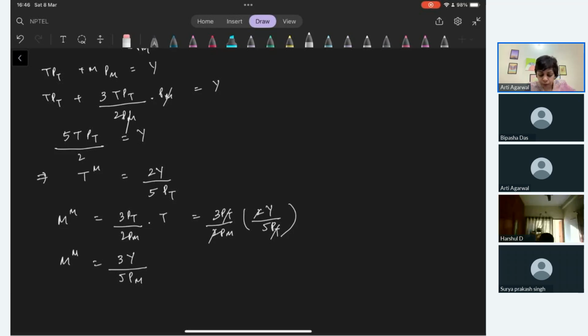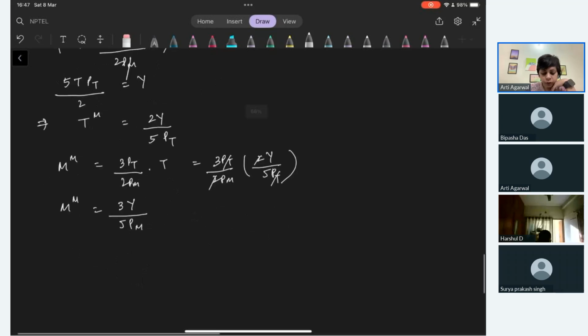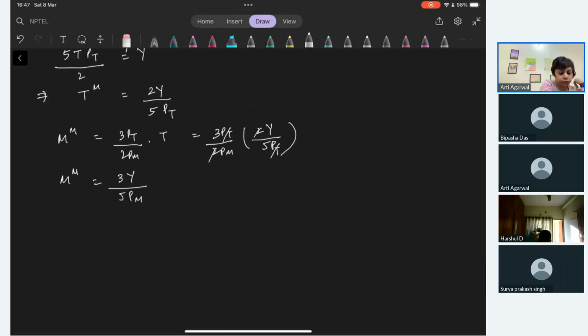In this case, it so happens that T and M are not varying with the price of the other good. Like you see, T is a function of Y and PT, PM is not there in the expression. Similarly, M is a function of Y and PM. It is not varying with the price of the other good. But this may not always be the case. This is just how this particular question has simplified. So this is part of your answer.